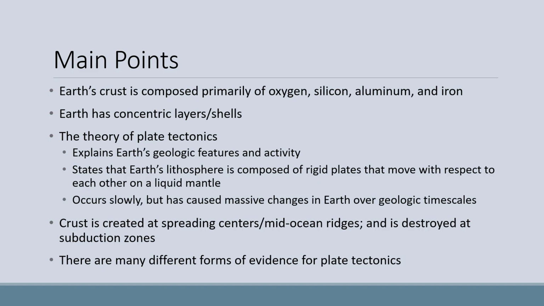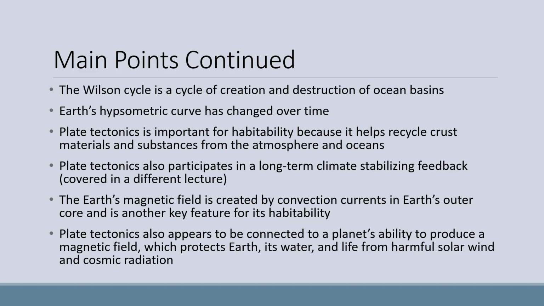Crust is created at spreading centers called mid-ocean ridges and is destroyed at subduction zones. There are many different forms of evidence for plate tectonics. The Wilson cycle is a cycle of creation and destruction of ocean basins. Earth's hypsometric curve has changed over time. Plate tectonics is important for habitability because it helps recycle crust materials and substances from the atmosphere and oceans. Plate tectonics also participates in a long-term climate stabilizing feedback covered in a different lecture.